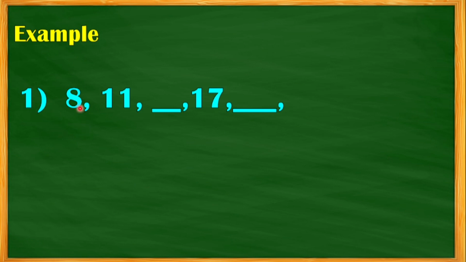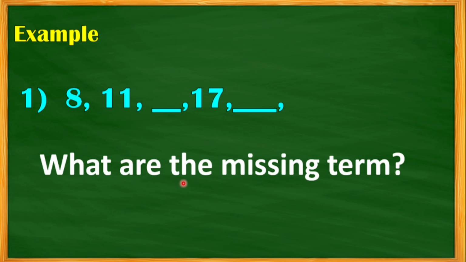Next, this would be number 7 rather than 1. So number 7: 8, 11, blank, 17, and blank. So this example involves 2 missing parts. So we have the third term and the fifth term.